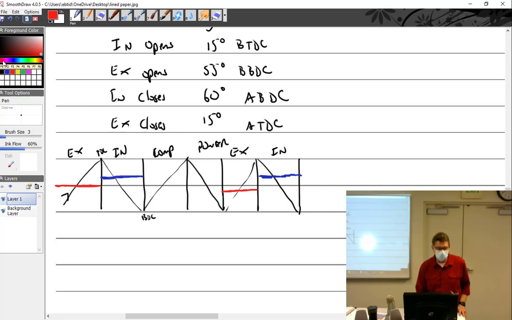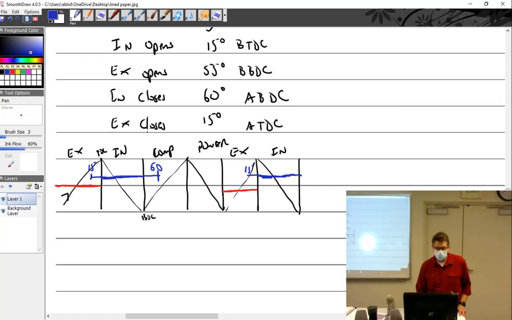So the intake opens 15 degrees before, so it's over here, it's 15 degrees, right there, 1, 5. So we're going to do the same thing over here, 1, 5. All right, and then the intake closes 60 degrees later. Over here, that's 60. I don't care about over there because I ran out of room.